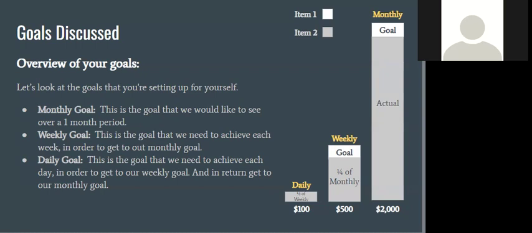So whatever that monthly goal is, I've got 2,000 wrote down there off to the right. So if $2,000 is your monthly goal, then a weekly goal would be 1/4 of that amount, which would be 500 per week. That's it. There's 20 trading days in a month. So providing you're trading at least once each day, then you can achieve these goals.